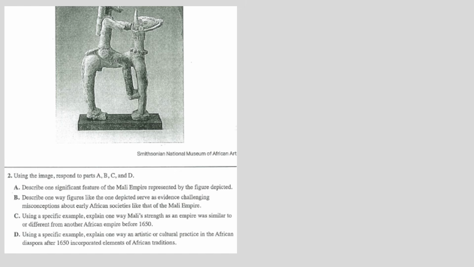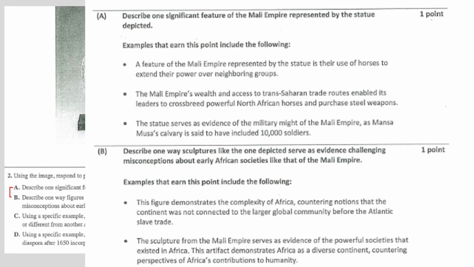So let's look at this response here. This is from one of the AP sessions. So we have the responses, I believe, to just these first two. Describe one feature of the Mali Empire represented by the figure depicted. Before AP scorers sit down and look at a response, they have to calibrate. And what that means is they have to decide what they are going to accept as an answer. So this would be from a scorer's point of view. This is what they're looking for.